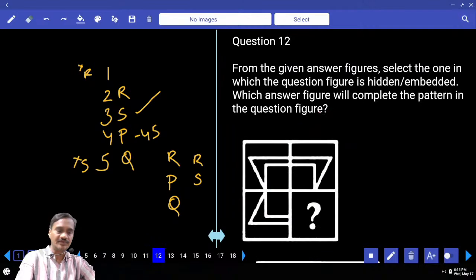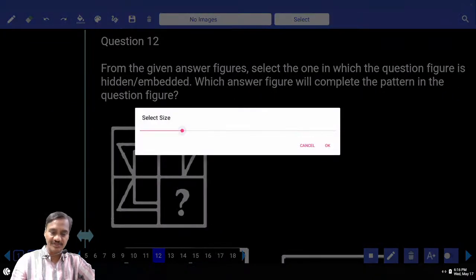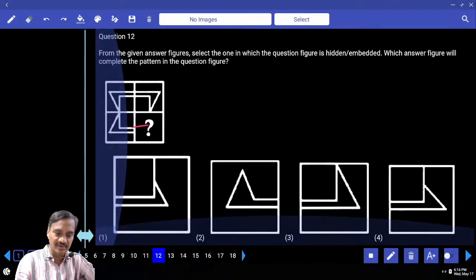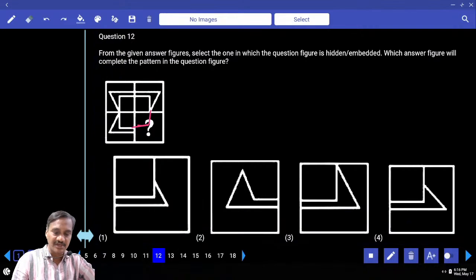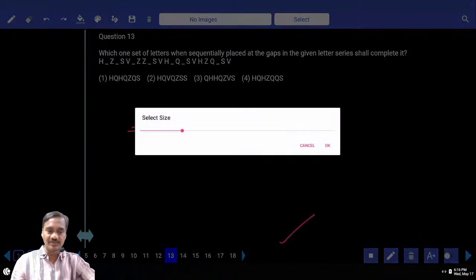Then in this 12th one, figure completion, choice 3. Now in this one, we need to complete the figure, and that figure will be like this. And at the same time, there is a slant line like this. And it is given in choice 3, question number 12.